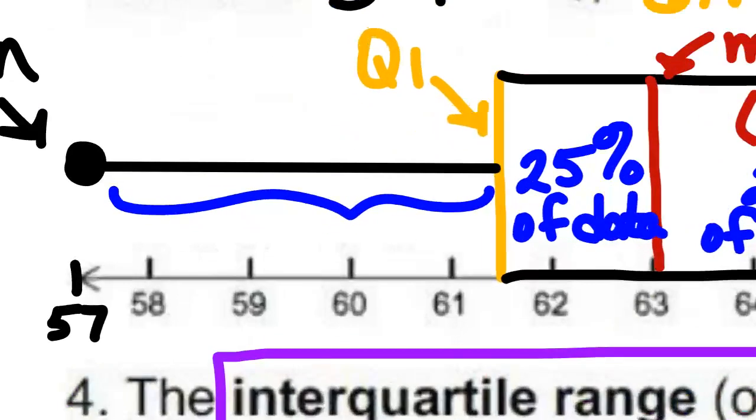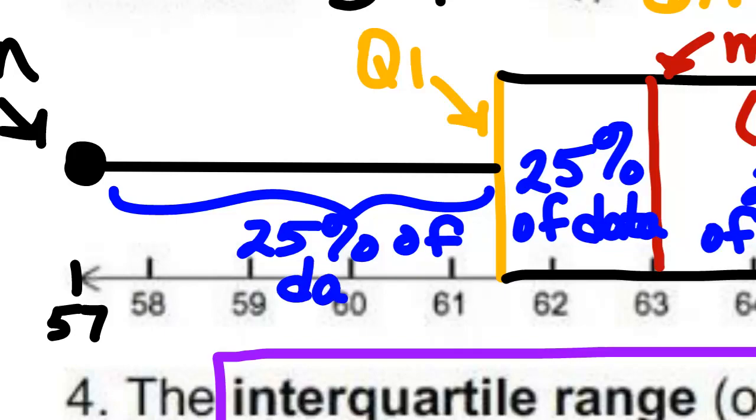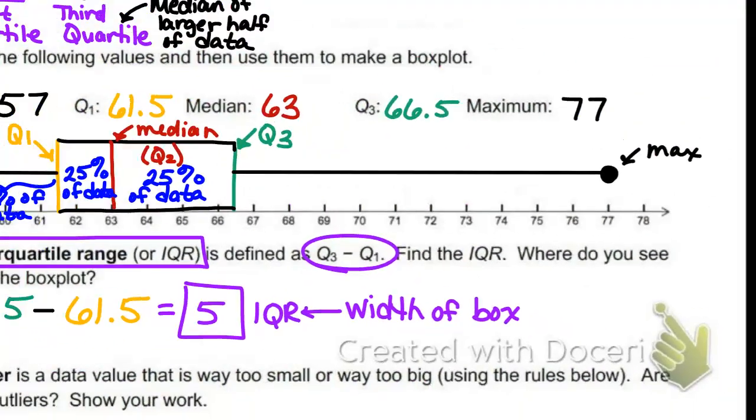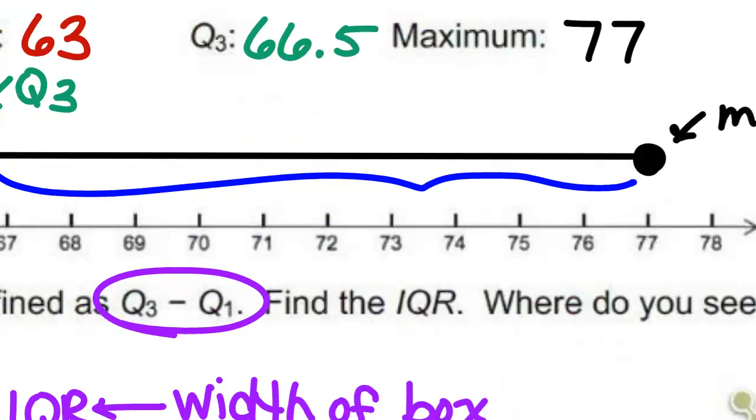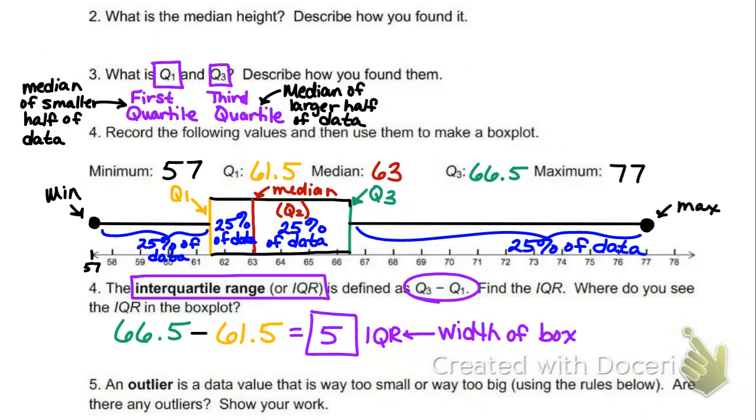From the minimum up to the edge, that's 25% of the data. And from the box over to our maximum, this is the last 25% of the data. So I've got 100% of the data accounted for. Looking at this right here, from my minimum 57 up to Q3, 66.5, this is 75% of all of the data.